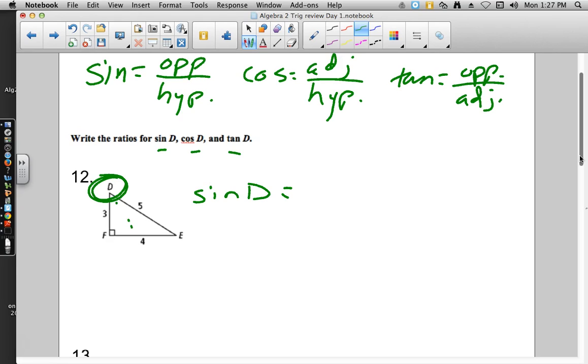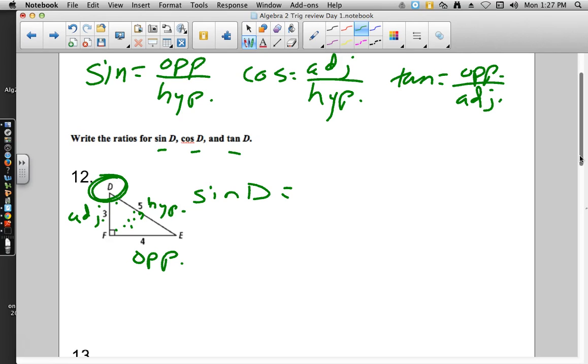So here's D, and 4 is straight across from that. It's as far away as I can get in that triangle, and that's opposite. The 5 is the hypotenuse because it's opposite the right angle, and that, of course, makes the 3 the adjacent side. And adjacent means right next to, but we don't ever want to confuse that with the hypotenuse.